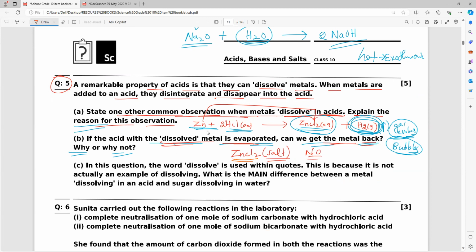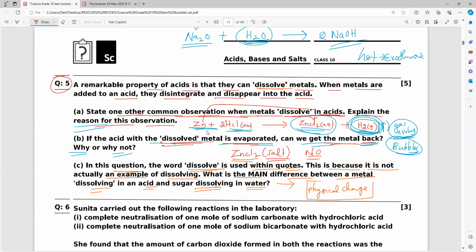So next, in this question, the word dissolve is used within quotes. Quotes means this is not actually an example of dissolving. What is the main difference between a metal dissolving in an acid and a sugar dissolving in water? Anybody? Sugar dissolving in water is a what actually? A physical change.